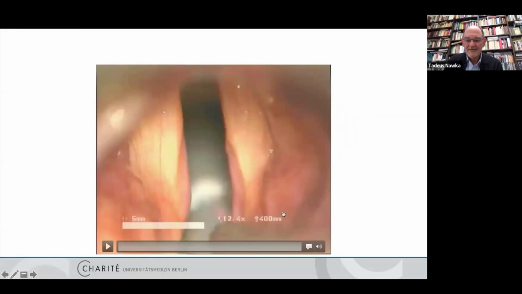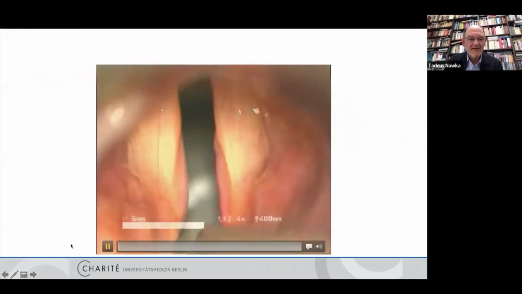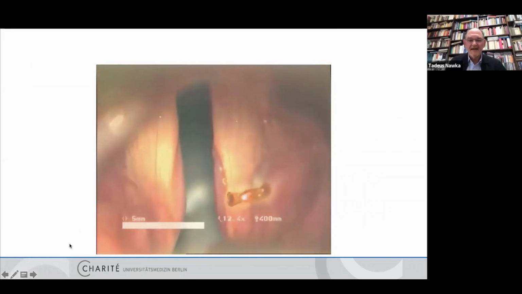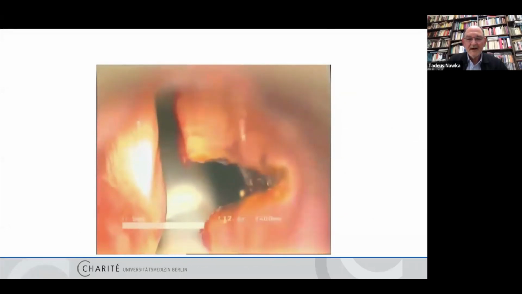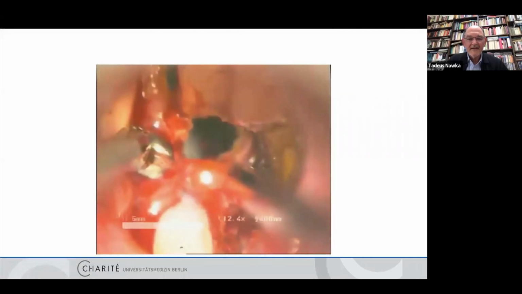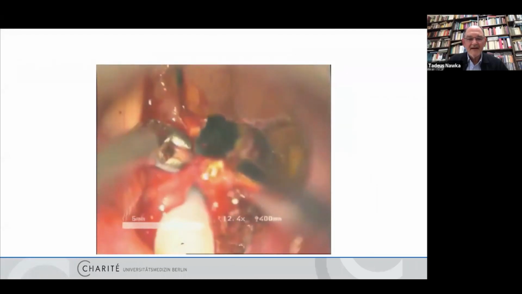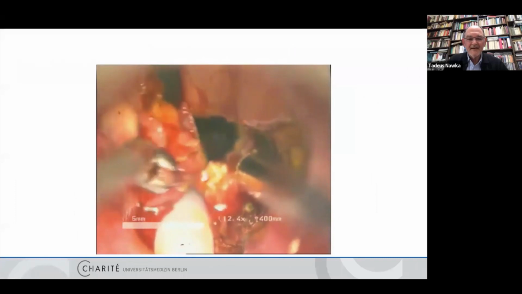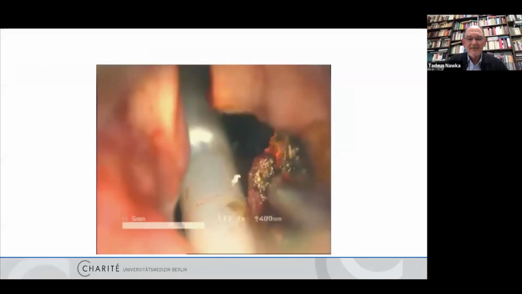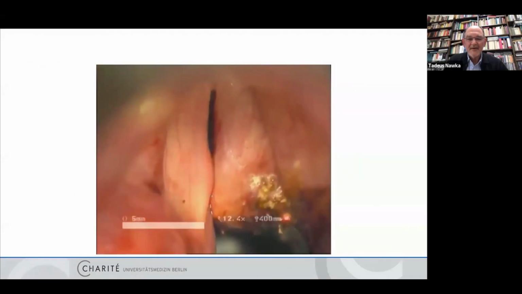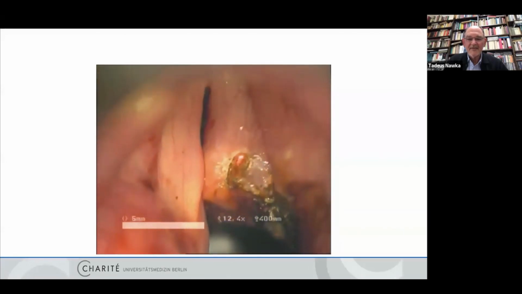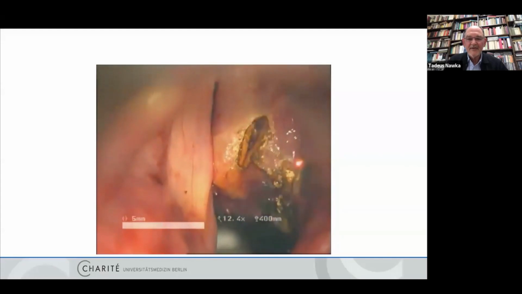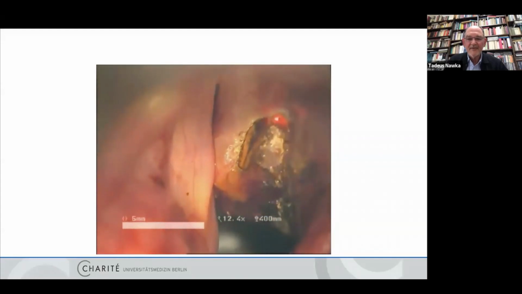So this is the procedure itself. I can show you a short clip of the laser arytenoidectomy. I start at the vocal process and cut it laterally. Then I take out the vocal process of the arytenoid, and then there is a triangle cut into the posterior part of the vocal fold, of the membranous vocal fold.